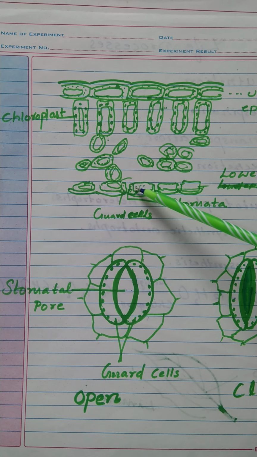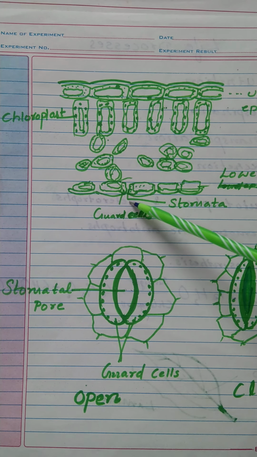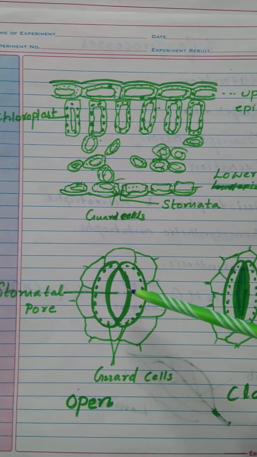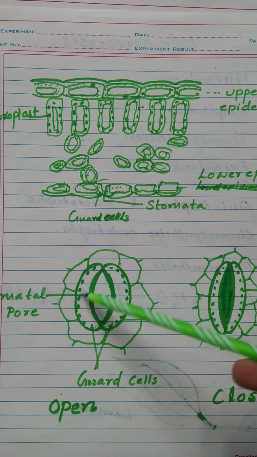And the lower epidermis has stomatal pores, which are regulated by the guard cells. They are bean shaped cells. They are guard cells, and they regulate the rate of photosynthesis, and help in the exchange of gases. So how does the opening and closing of stomata take place? These guard cells are bulged.